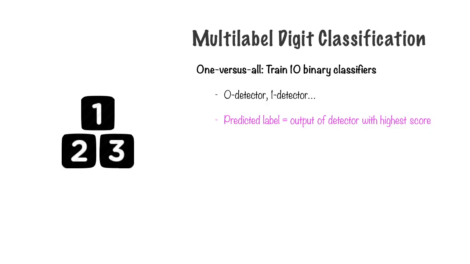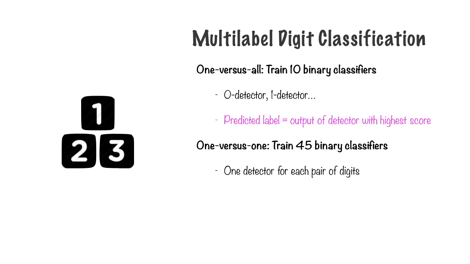Another way by which we can use binary classifiers for N category classification is the one versus one method. For 10 possible predicted labels, you'll have to train 45 binary classifiers. Let's see how we get this number. Here you'll have one binary classifier for every pair of digits.